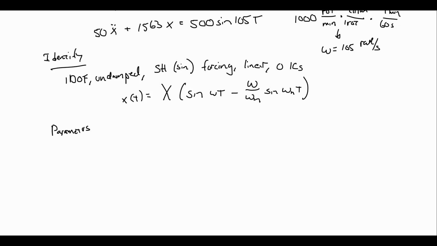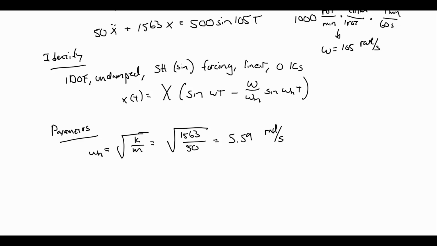All right, natural frequency is going to be the same as it always is for 1 degree of freedom, root k over m. So that's going to be root of 1563 over 50, and that gives us a natural frequency of 5.59 radians per second.